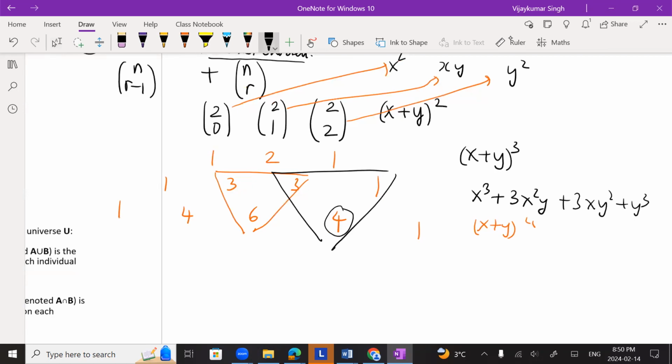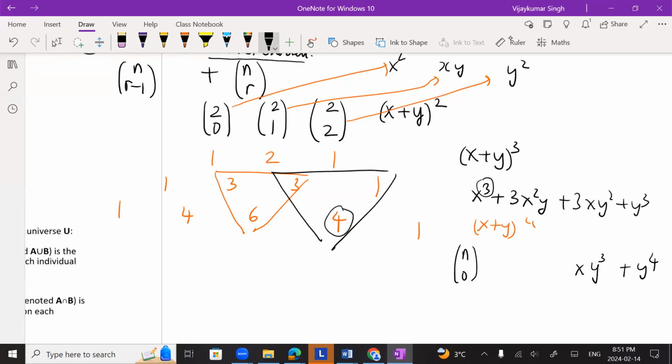What is this term here? Look at this term. Let's write it down. Sorry, we are doing power 4, right? So we are starting with x to the power 4 as the first one. So the last one is y to the power 4, and the second last one is what? y to the power 3 x. You agree? So what is the coefficient here?